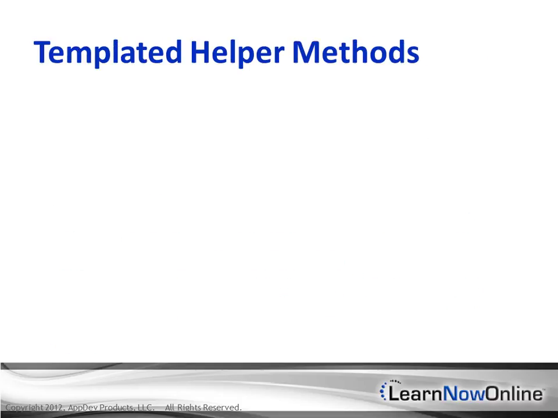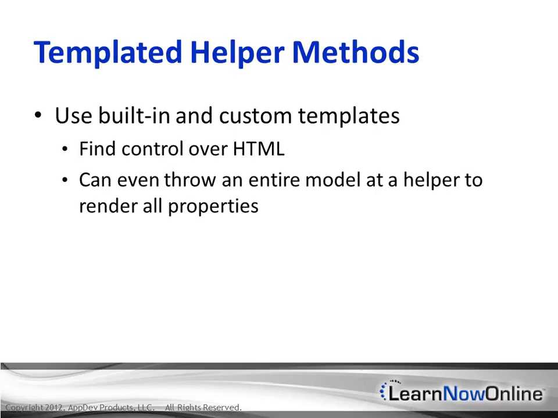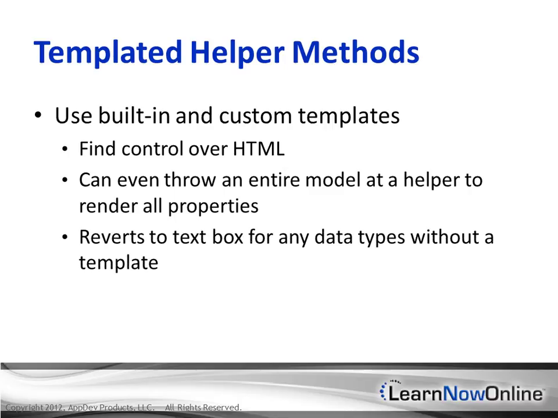The last of the three types of helper methods that we're looking at are templated helper methods. These are built in and use custom templates. They help find control over HTML. They can even throw an entire model at a helper to render all of its properties. Also, it reverts to a text box for any data types without a template. So basically, if it can't figure out what type of template to use with a particular field of a model coming across, it just throws in a text box.